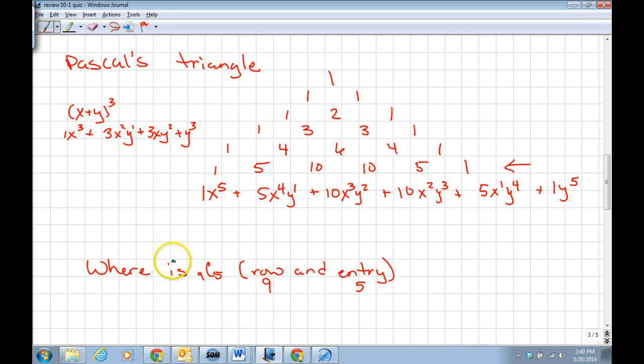But what if you wanted to know, now that we know it's in row 9, entry 5? You can use the same formula to find it. So it'll be 9 times 8 times 7 times 6 times 5, because there's 5 slots, over 5 times 4 times 3 times 2 times 1. That's going to be the coefficient at that spot. So the fifth number, not the first 5 terms combined. The fifth number in.